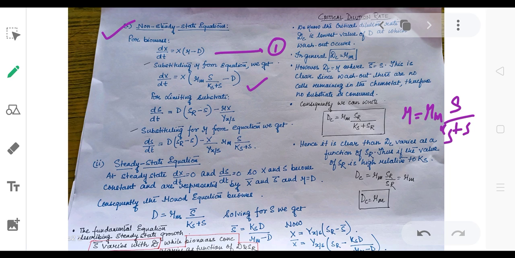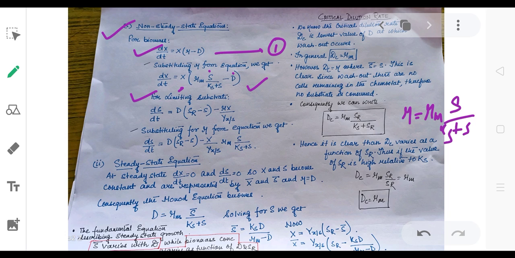Now from here you can understand that you have related your x, cell concentration, your substrate concentration, and your dilution rate. So of course you have related all the three terms, right? And you have found out a relation between the three terms, for limiting substrate, this is for cell, for biomass and for substrate.